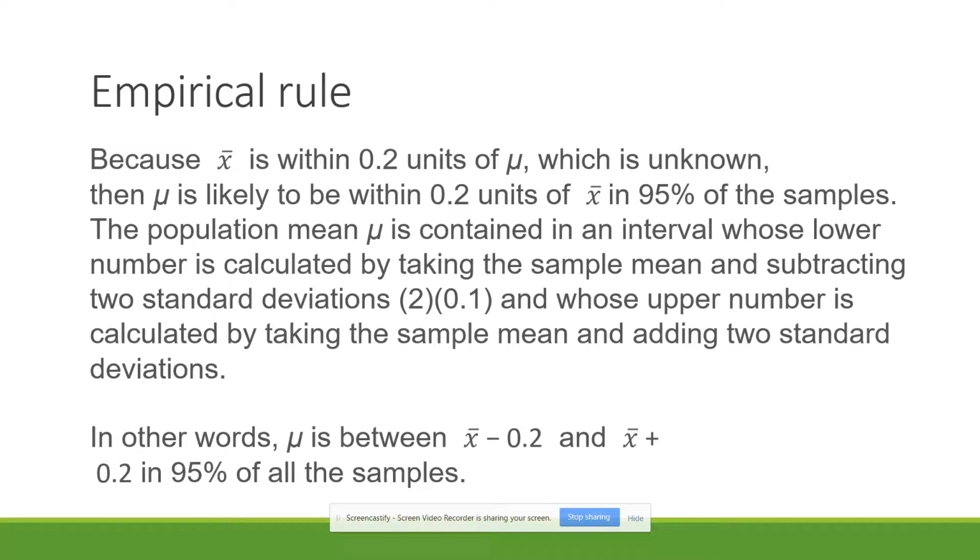Because X bar is within 0.2 units of the population mean, which is unknown, then the population mean is likely to be within 0.2 units of the sample mean in 95% of the samples. The population mean is contained in an interval whose lower number is calculated by taking the sample mean and subtracting 2 standard deviations below it, and whose upper number is calculated by taking the sample mean and adding 2 standard deviations above it. In other words, the population mean is between the sample mean minus 0.2 and the sample mean plus 0.2 in 95% of all the samples.